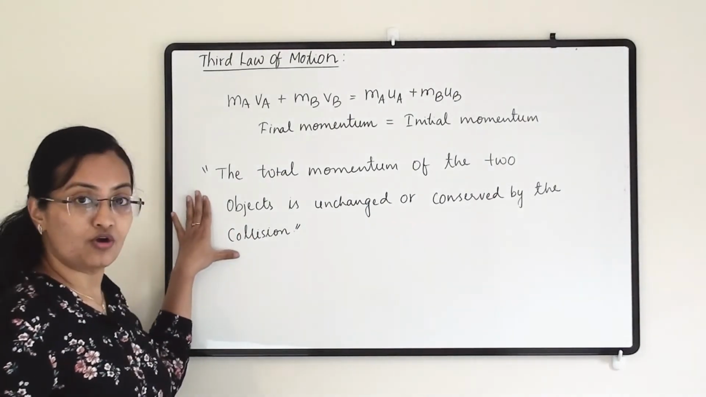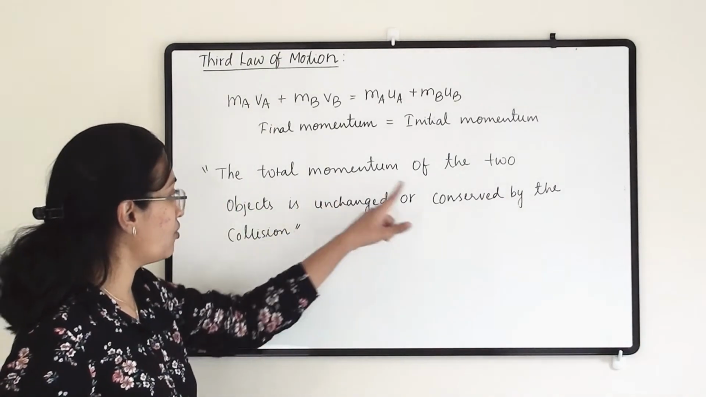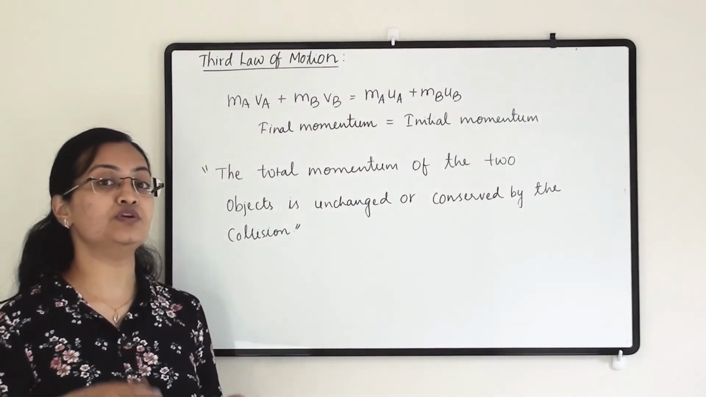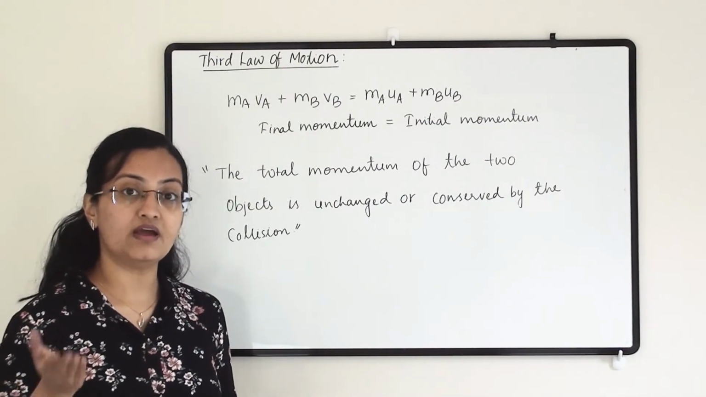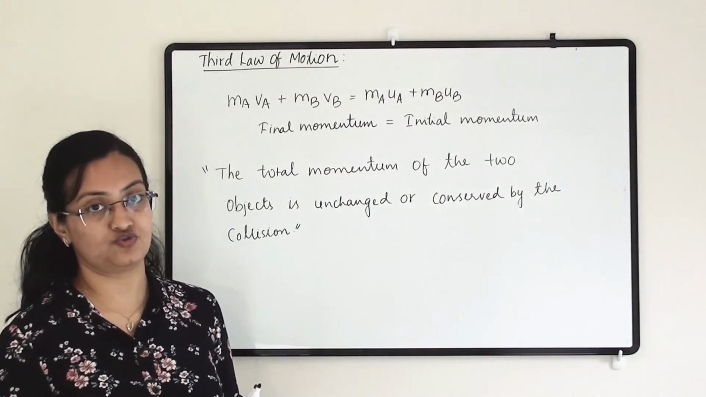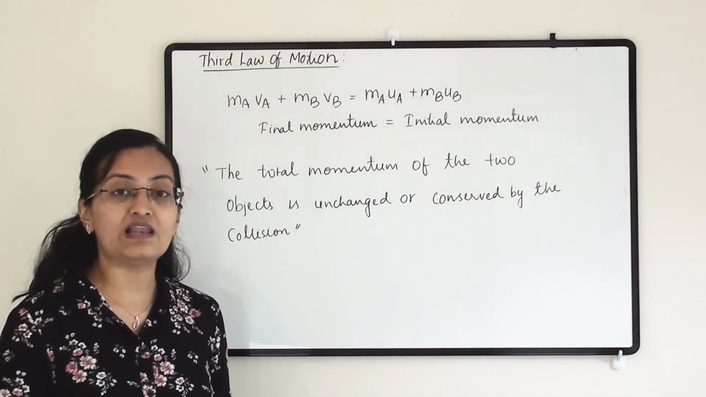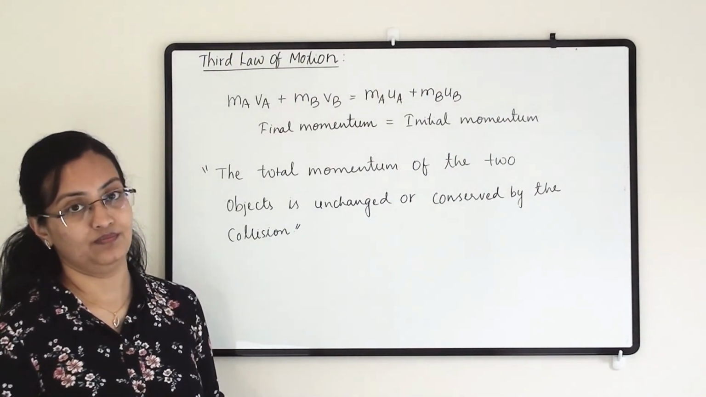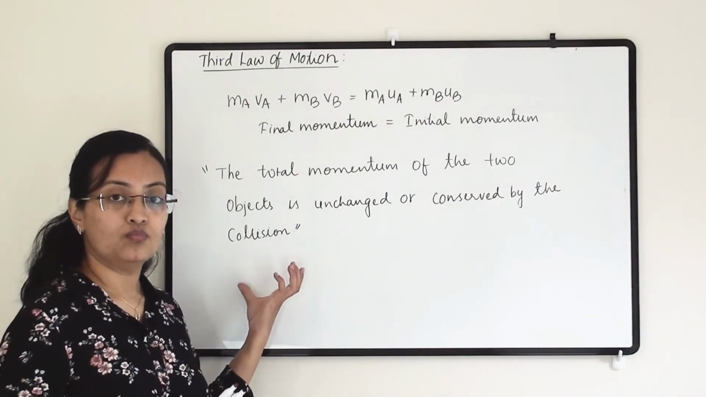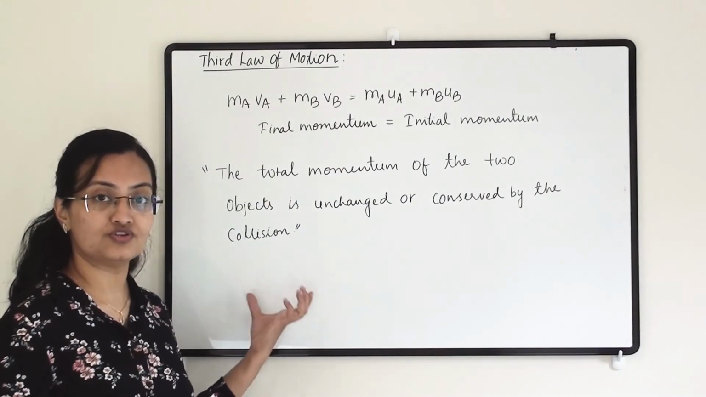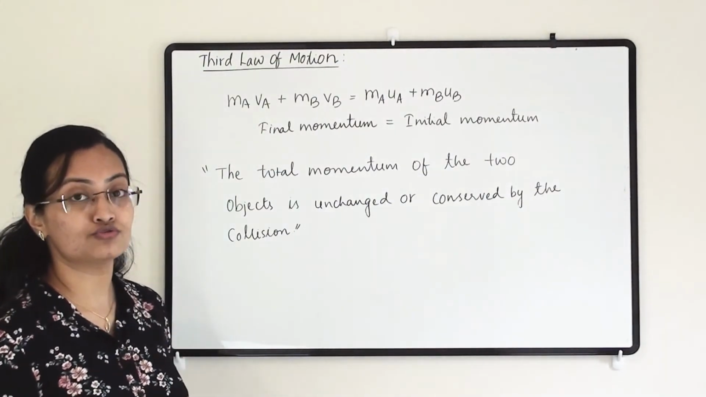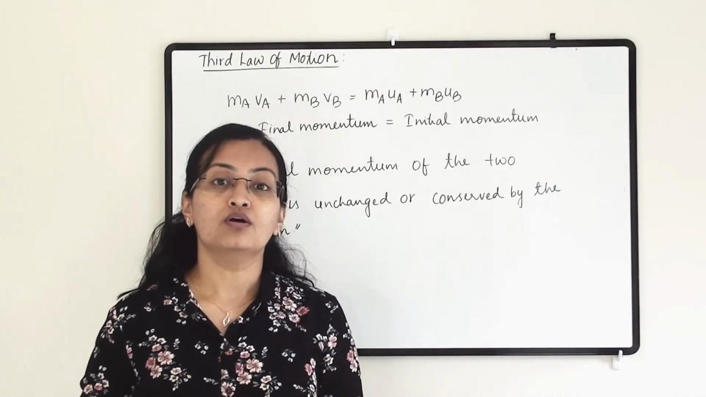So what is the statement of the third law of motion? That the total momentum of two objects is unchanged or conserved by collision. So when there is a collision between two objects, initial momentum and final momentum will remain same. That means there is a conservation of momentum in that situation, when no unbalanced force is acting on them. There should be no unbalanced force. In that situation, momentum will be conserved. So this is our law, which is also known as the third law of motion or law of conservation of momentum.